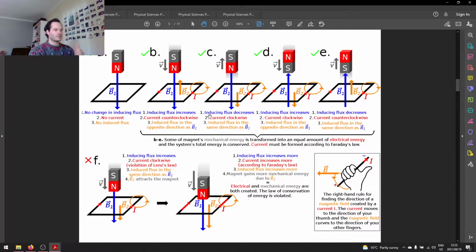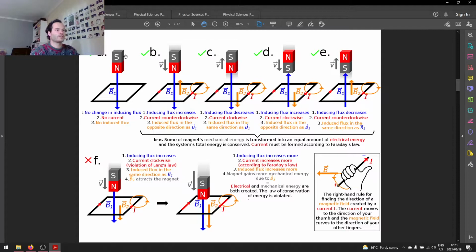We can use this in two ways. Either the thumb points in the direction of the magnetic field and the curl of your fingers points in the direction of the current through the coil, or the curl of your fingers indicates the magnetic field on the inside of the coil, and the thumb points in the direction of the current through the coil.